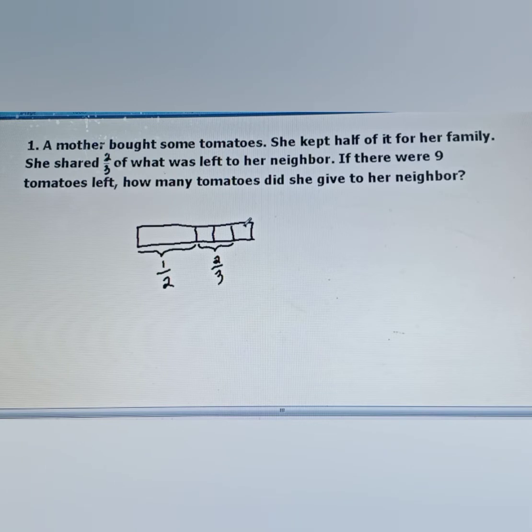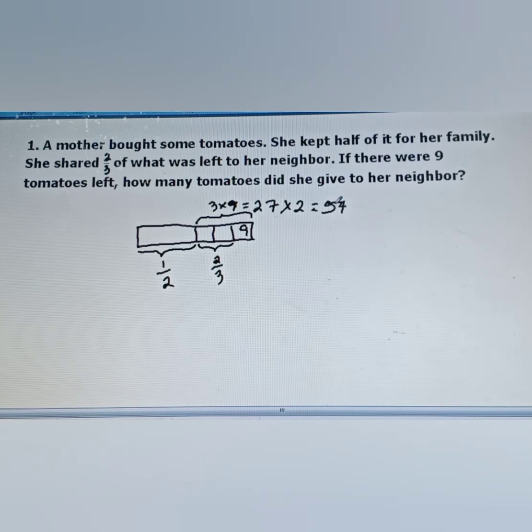So this one small block here represents 9 tomatoes. If this is 9, this is also 9, this is also 9, meaning this half is 3 times 9, correct? What is 3 times 9? That's 27. So half of this is 27. If this is 27, this half also is 27. So let's multiply this by 2 since there are 2 27s. The total number of tomatoes of mother was 54.